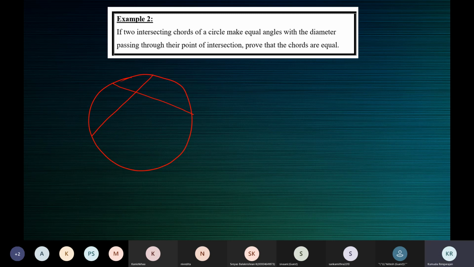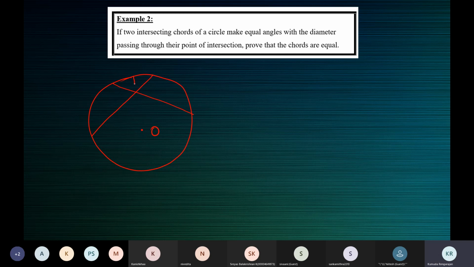Now we need to take the diameter that passes through their point of intersection. We know that the diameter passes through the center, so let's mark the center. Diameter means it passes through the center. So we need to take the diameter that passes through their point of intersection.